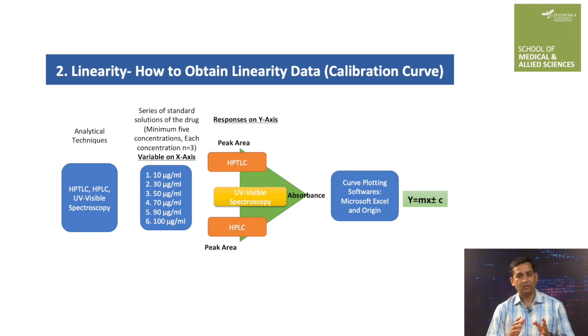Now we have the data set, concentration of the drug on the x-axis and response of the analytical technique on the y-axis. We will put this data set in Microsoft Excel or Horizon and process it to get the straight line curve or calibration curve, and the straight line equation, which is y equal to mx plus or minus c.